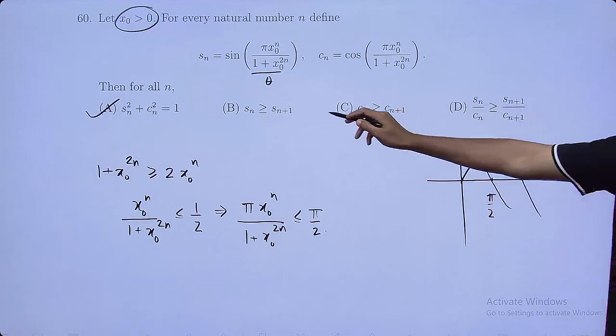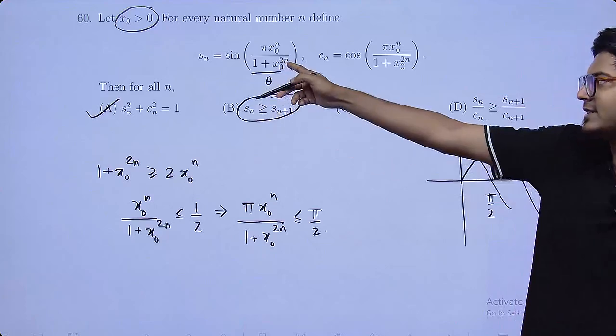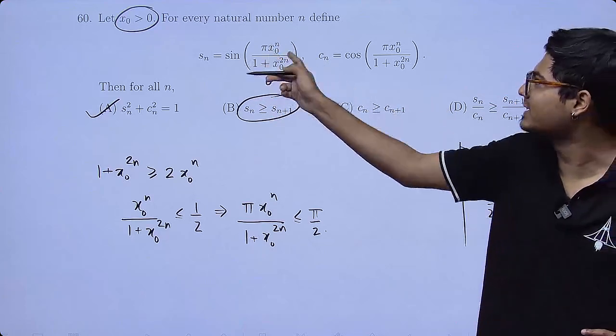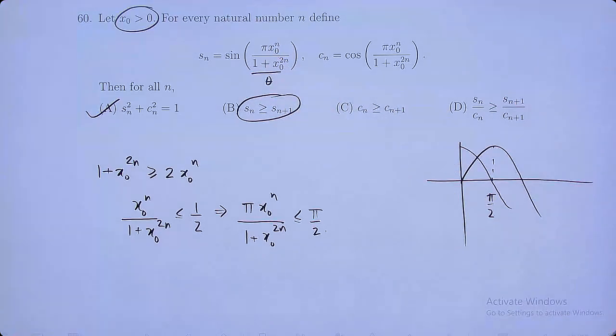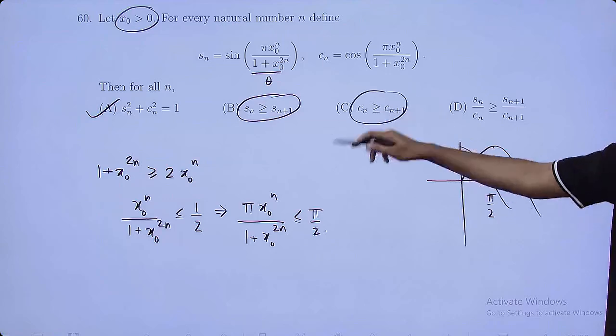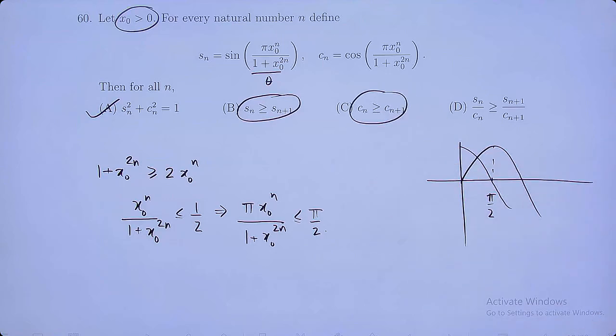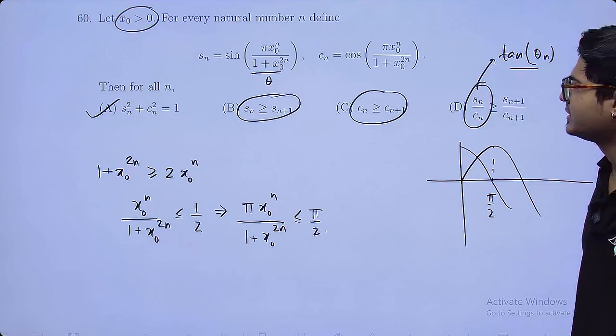See, Sn greater than Sn plus 1 is basically saying that this is going to be decreasing. Only if this is decreasing, this is true, okay? Otherwise, it's not. Same goes for cosine. We can't really make any prediction about it. Same for tan. This is nothing but the value of tan of, let's call it theta n maybe. You can't make any predictions about B, C, and D unless and until x naught is defined to us. X naught is just positive. We can't really make any prediction about these.